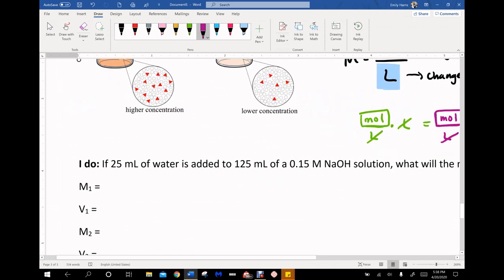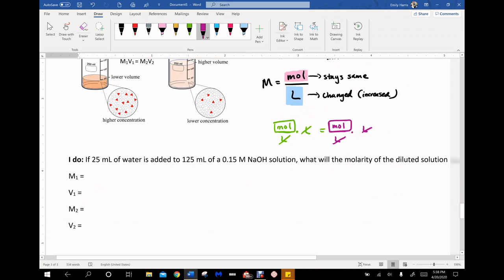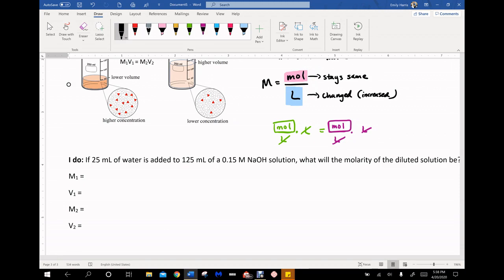All right, so now let's put that formula to work and work out a few practice problems. We're almost there, so thanks for hanging with me. Okay, so if 25 mLs of water is added to 125 mLs of a 0.15 molar sodium hydroxide solution, what will be the molarity of the diluted solution?